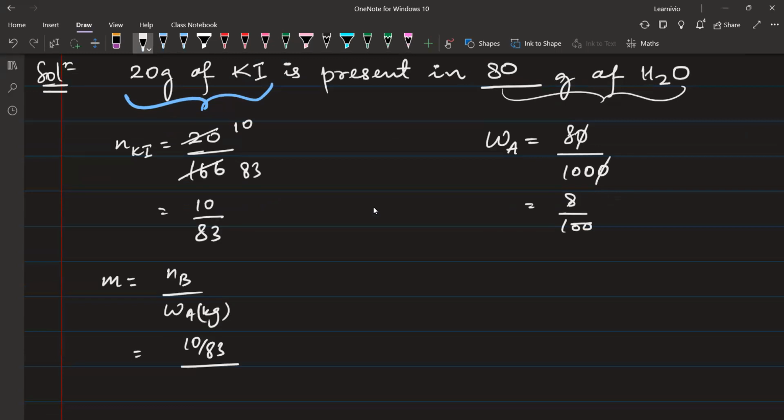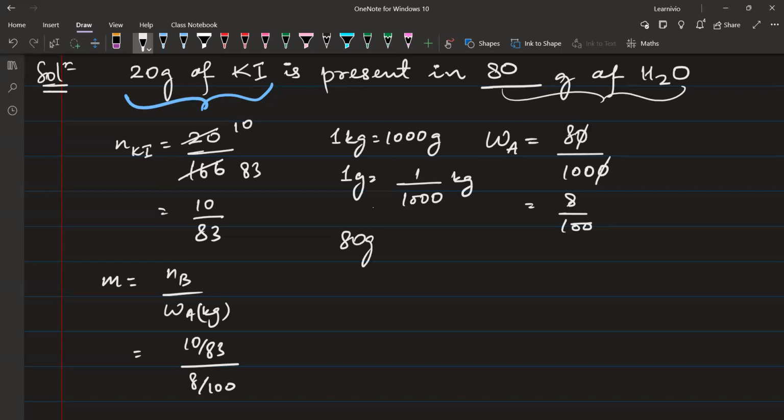Any doubt, guys? Tell me. I heard someone speaking. How do we convert to kgs? Is it into 1000 or by 1000? Okay. What is 1 kg? Tell me now. 1000 grams. So I can say 1 gram will be equal to 1 upon 1000 kg. Yes or no? Yes, sir. Make sense? Yes, sir. So if I have 80 grams, it will be 80 upon 1000 kg. Make sense? Yes, sir.